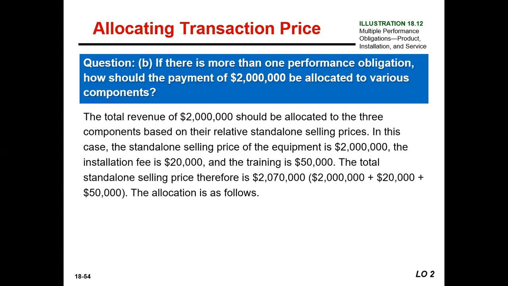So the total revenue of 2 million should be allocated to the 3 components based on their relative standalone selling prices. In this case, the standalone selling price of the equipment is 2 million, the installation fee is 20,000, and training is 50,000. So the total standalone selling price therefore is 2,070,000. And this is how we do the allocation.